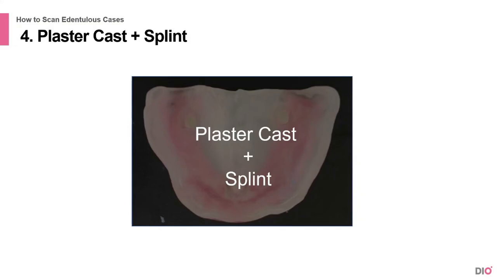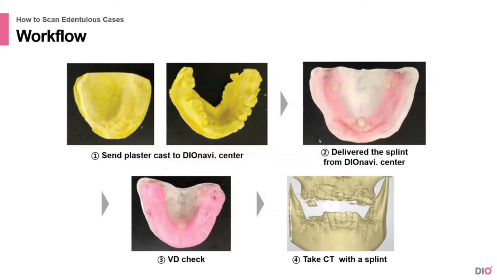I will explain to you how to scan an edentulous case when the dental clinic has a plaster model and a splint. First of all, send the finished maxillomandibular plaster model to Dionavi Center. Then, Dionavi Center will send you the manufactured splint. You receive the splint, check the occlusion. And then, scan the CT data with a splint fitted in the patient's mouth.